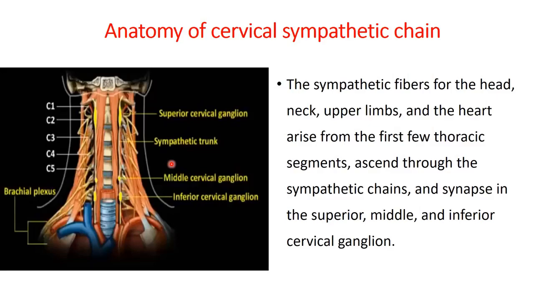So whenever you get a myocardial infarction, what happens? The pain radiates from the heart, going to the neck and also to the upper limb. That is the importance of the sympathetic innervation.